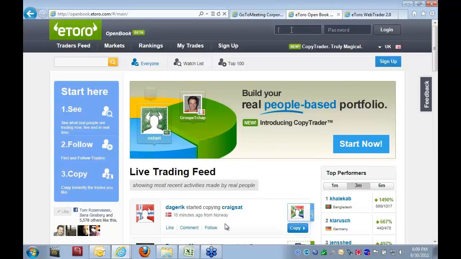Okay, so let's see how this works. To the left, you can see the basis for open book trading. It says see, follow, and copy. What do we mean? See what real people are trading now, live, and in real time. Follow, find and follow traders. Copy instantly the trades and traders that you like.